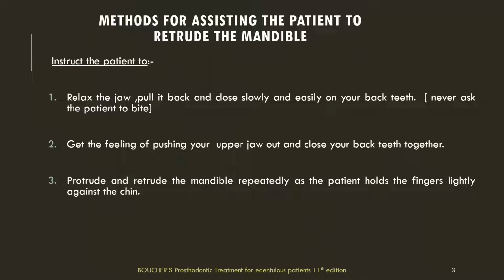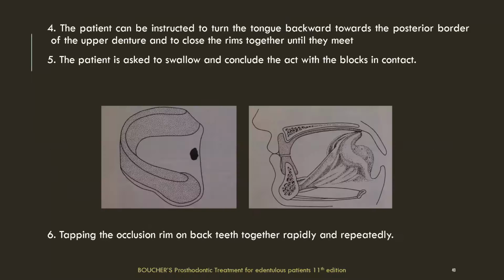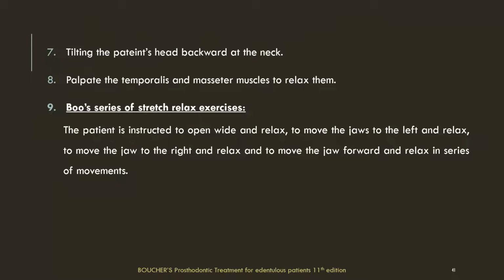The methods for assisting the patient to retrude the mandible are: we instruct the patient to relax the jaw, pull it back and close slowly and easily on the back teeth. Secondly, get the feeling of pushing your upper jaw out and close your back teeth together. Thirdly, protrude and retrude the mandible repeatedly as the patient holds the fingers lightly against the chin. The patient is asked to swallow and conclude the act with the blocks in contact, tapping the occlusal rims on the back teeth together rapidly and repeatedly.